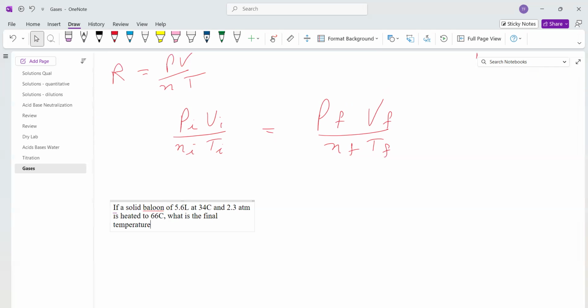So we're using this up here. And because it's solid and sealed, can anything come in or leave? No. So that means moles are equal. So those cancel. All right. So that means we're working with PV.